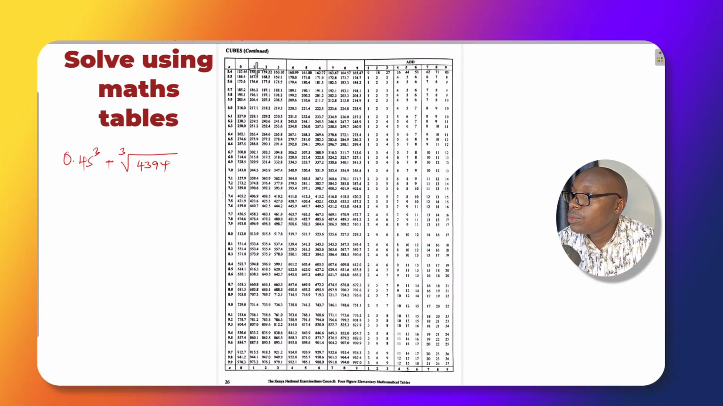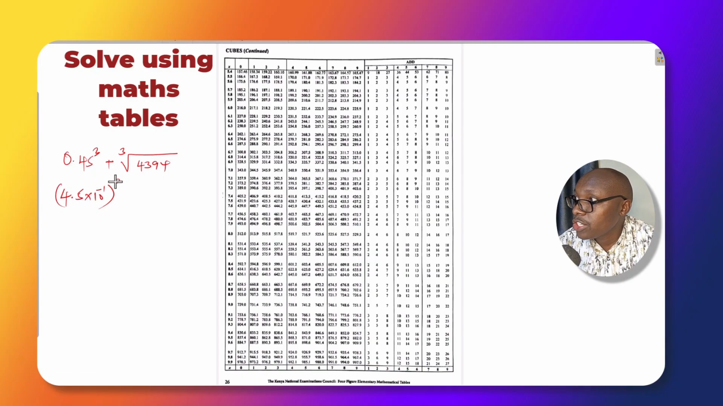The tables of cubes. So the cube of 0.45. Because you don't have 0.45 in the table of cubes, you have to write this one in standard form. So 0.45 you can write as 4.5 times 10 raised to power negative 1. That is in standard form. 0.45 written in standard form is 4.5 times 10 raised to power negative 1.